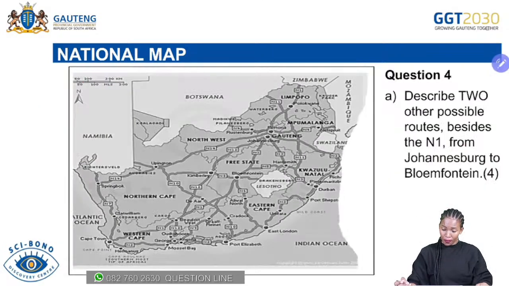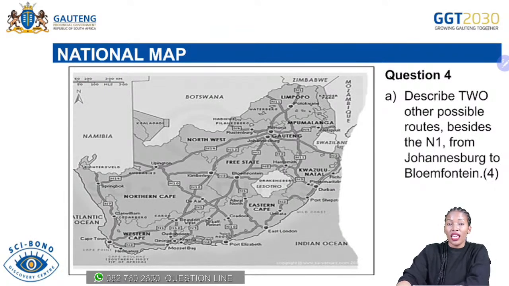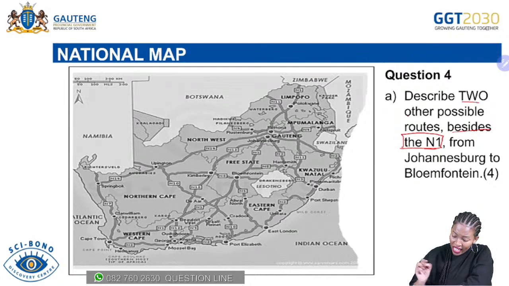Here is a possible question, guys, that you can come across when you are working with a national road map. Describe the two other possible routes besides the N1, from Johannesburg to Bloemfontein. Before you can even go there, identify your places. Here is Johannesburg. Where is Bloemfontein? Here is Bloemfontein. So the route that we can use from Johannesburg to Bloemfontein is this one. But this one is the N1. And then they said besides the N1.